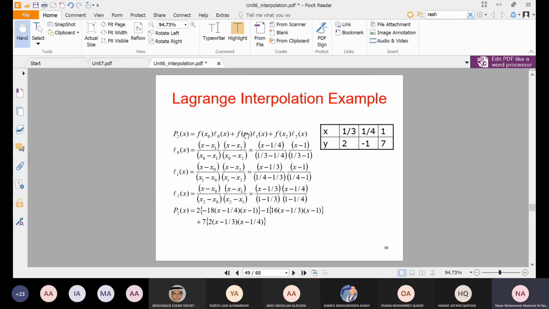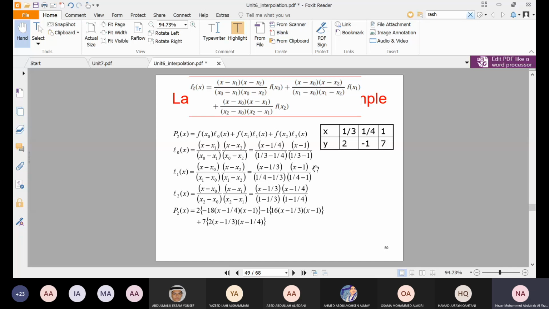Use it in the next slide in this example. Okay, so here, for example, if you want to find a second order polynomial using Lagrange by using this data, I have x's and I have y's. So as we said, I have here L0. L0 is equal to x minus x0.